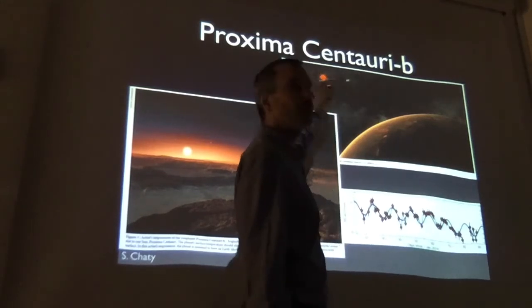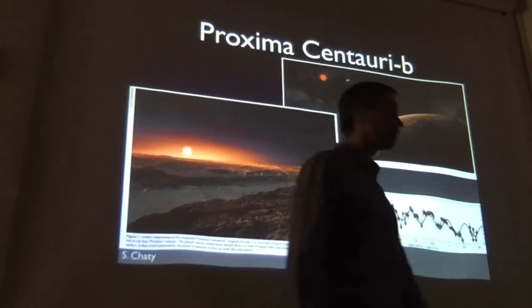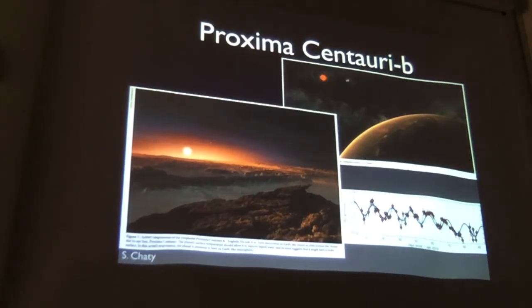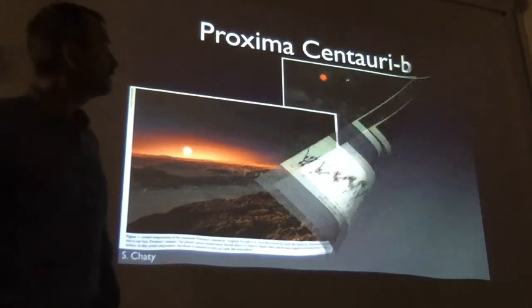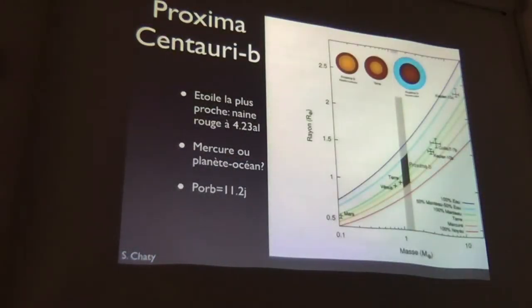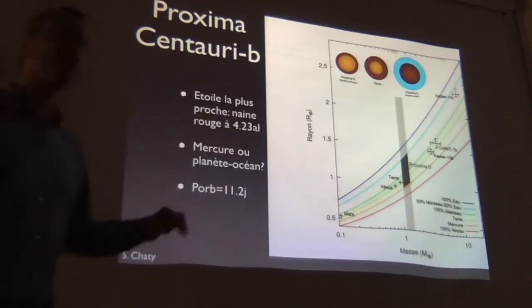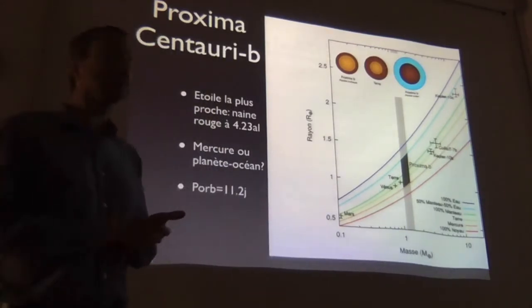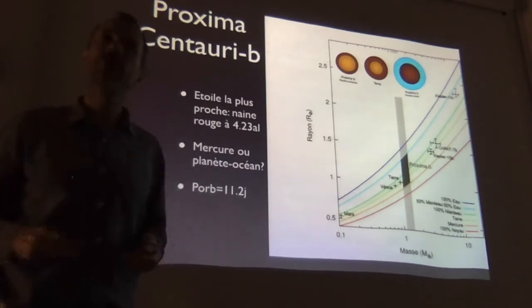Okay? You have two stars. These are artist views. This is the radial velocity, which shows you that there is a planet around one of these stars. And so these are artistic views. Probably they don't have anything to do with reality. In fact, we don't know. When you look at the models, you don't know at all what is the composition of this planet. And I think this is probably the most interesting thing: we have some models, but we are really at the beginning of knowing exactly what is the composition of this planet.